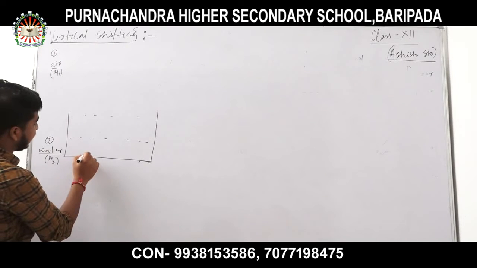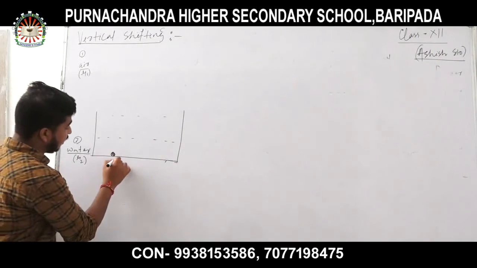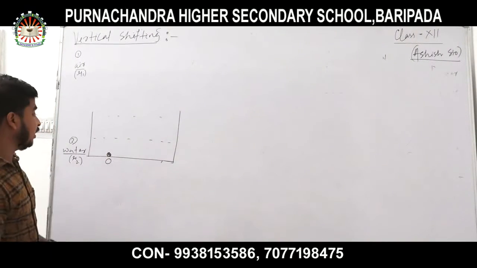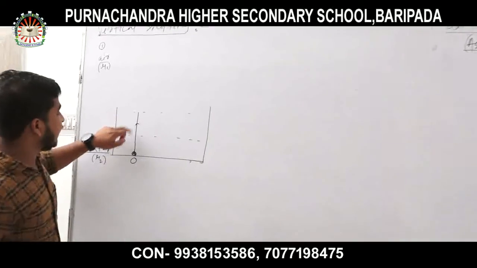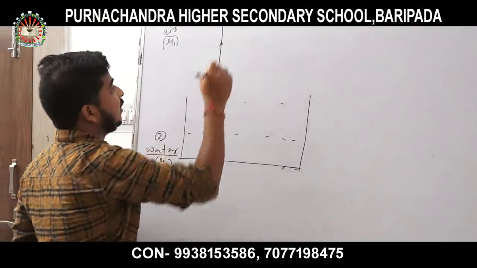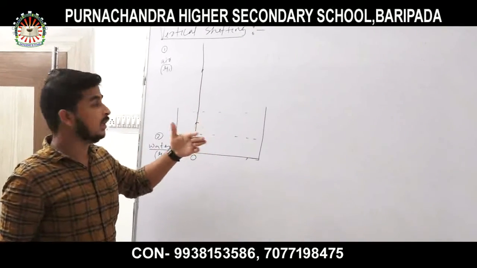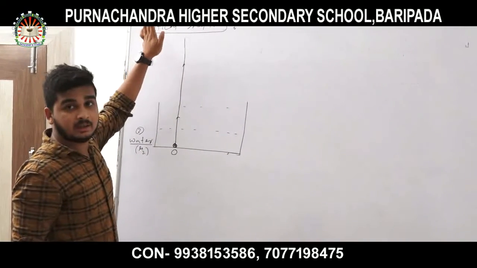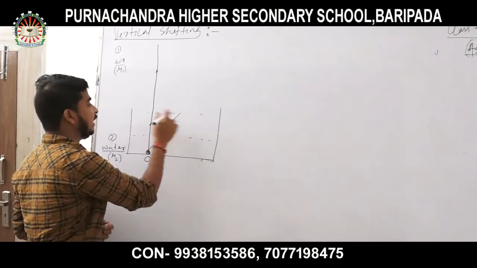Suppose an object is placed inside the water glass. This is the object and I named it O. A ray of light going from O, incident normally on the interface, will go in a straight line. Yes or no? Because i is equal to 0, so r will be 0. So a ray of light incident normally on the interface will go undeviated on its path, and suppose a ray of light goes obliquely and is incident on the interface.